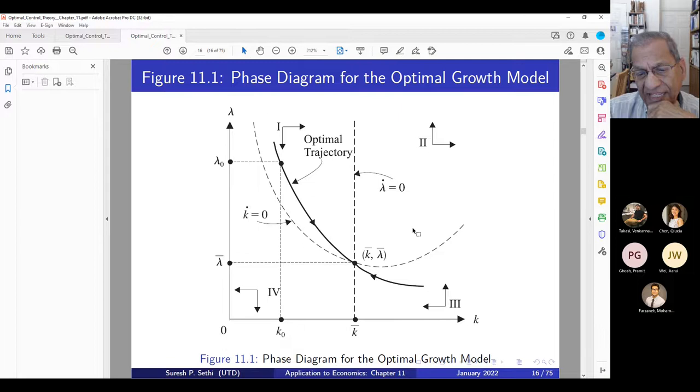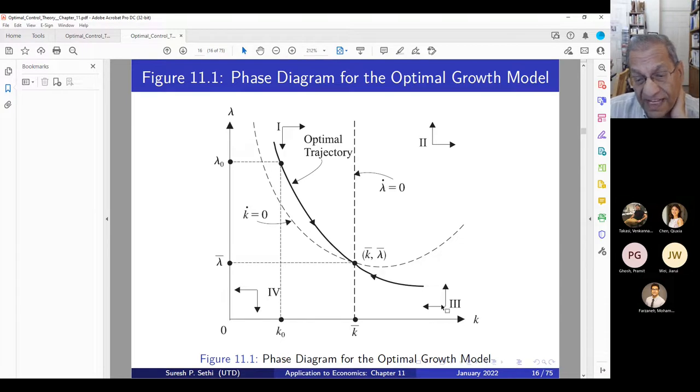So if it's going to move that way, then for any k0, I don't want lambda in this quadrant because that's never going to converge to k bar, lambda bar. So that's why quadrant 2 can be eliminated. If you're here, you will see it's going to go this way. So 4 can be eliminated. 2 can be eliminated, 4 can be eliminated. If you are here, you can see you're going to move this way.